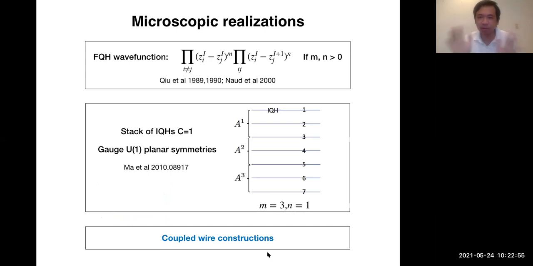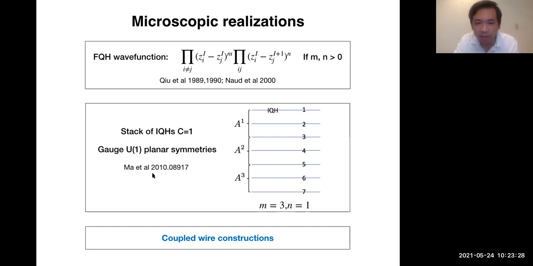So from now on, I'll be talking about the compressible phase, which is somewhat unexpected. And before that, let me switch gears a little bit and give you a microscopic realization of this theory. There are a number of ways to realize this microscopically. You can actually write down a quantum Hall wave function, at least in the gapped regime, which gives you a reasonable quantum Hall wave function when m and n are both positive, okay, and satisfy this gap condition.